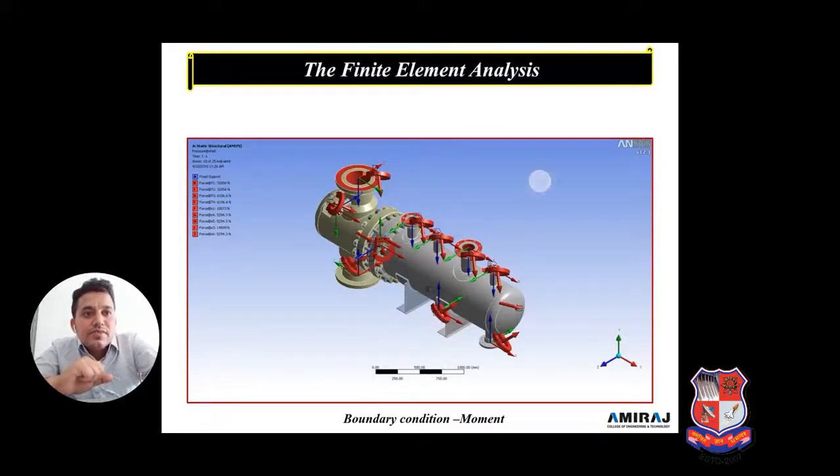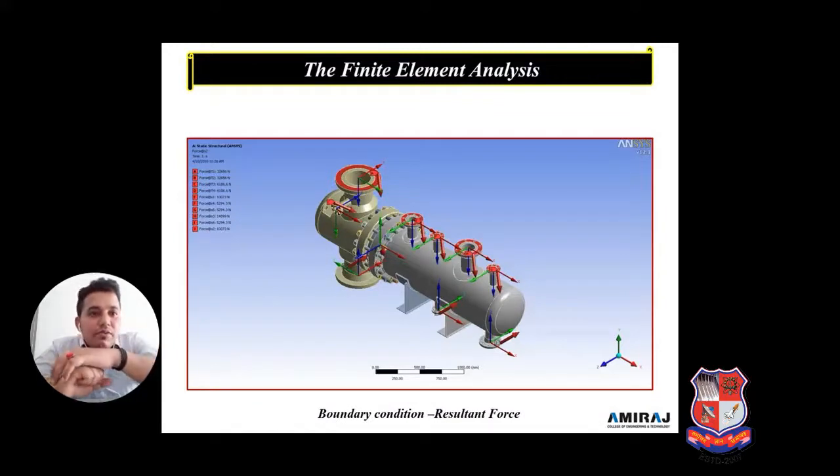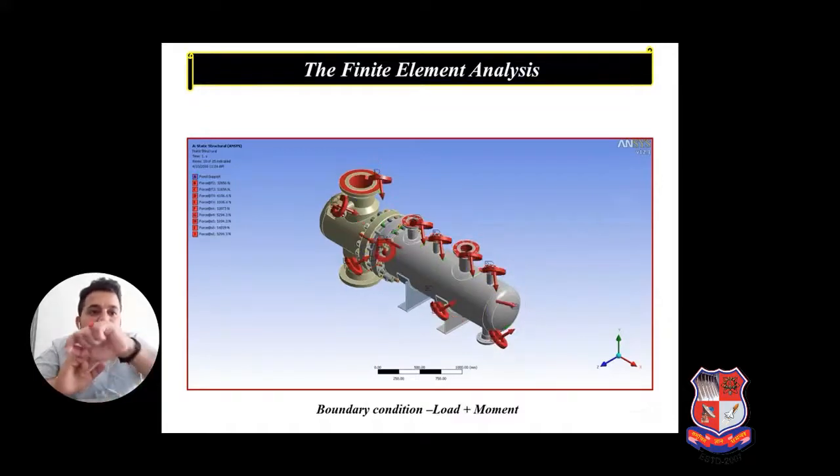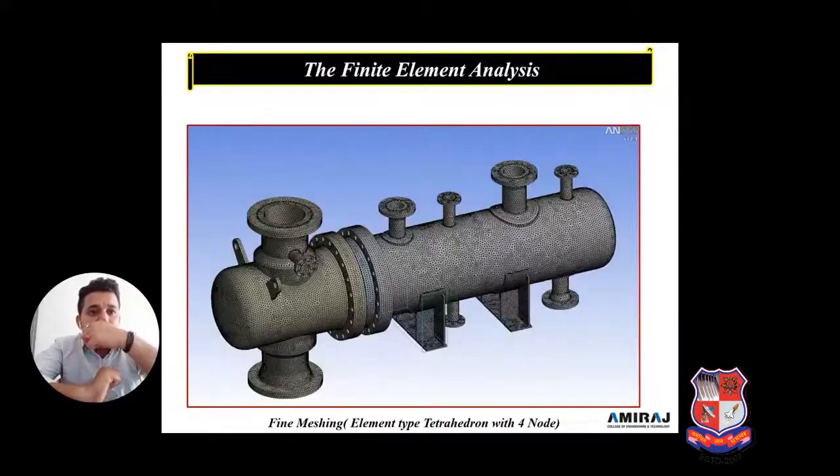Next, the boundary condition is the resultant force. What do we mean by the resultant force? You can observe this arrow; there is no moment here. These are the resultant forces due to the load. Then we can combine them into the final boundary condition of load plus moment. This is what we apply in the pre-analysis.